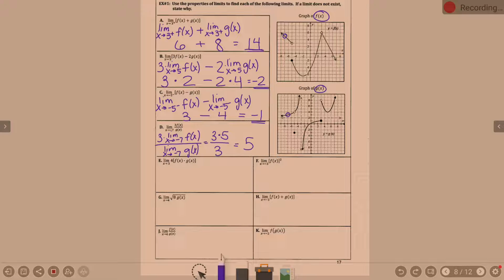Okay. You got the pieces here, right? Have we done a product? I don't think we've done a product, but it's the limit of a product, so we're going to make it the product of 2 limits. And that 4 can go out front, yes? So we're going to have a 4 times the limit times the limit. So 4 times the limit as x approaches 3 of f of x times the limit as x approaches 3 of g of x.